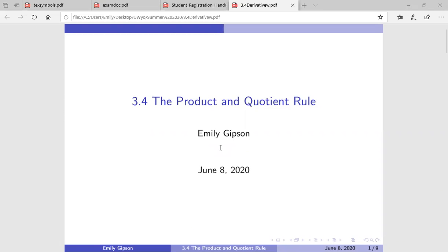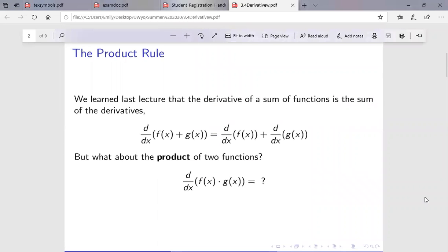Good morning. This is the first lecture after our first exam, and it's on section 3.4, the product and quotient rule. So let's go ahead and dive right in. We learned in the previous lecture that the derivative of a sum of functions is the sum of the derivatives. So d/dx of f(x) plus g(x) is the same as d/dx of f(x) plus d/dx of g(x).